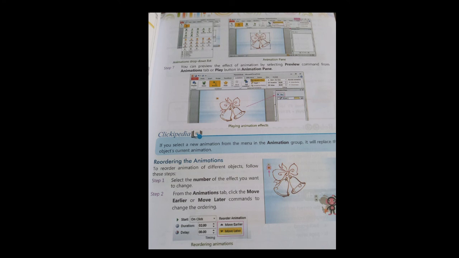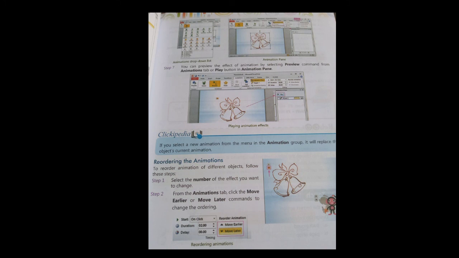Next one is reordering the animation. To reorder animation of different objects, follow these steps. Step 1. Select the number of effects you want to change.